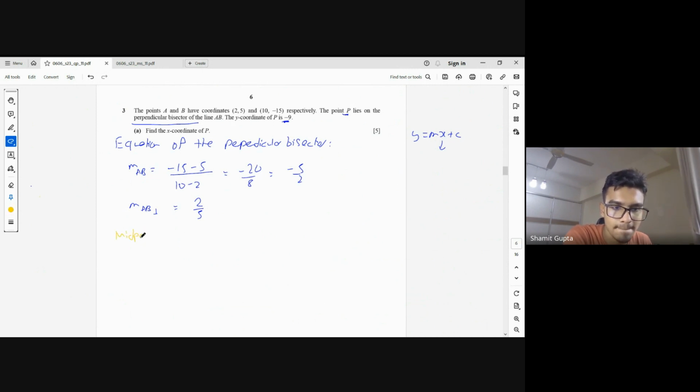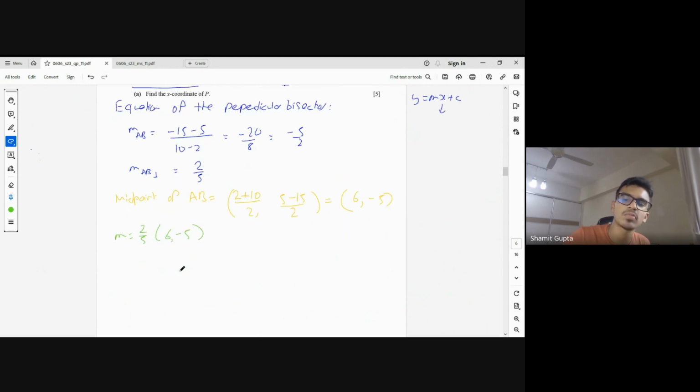Midpoint of AB equals 2 plus 10 over 2, 5 minus 15 over 2, which is equal to 12 over 2, which is 6. 5 minus 15 is negative 10. Negative 10 over 2 is negative 5. Yeah. So that means that m is equal to 2 over 5, passing through (6, negative 5).